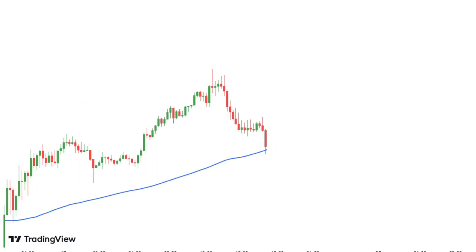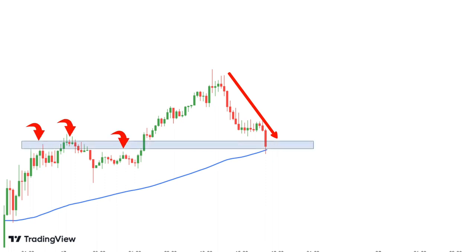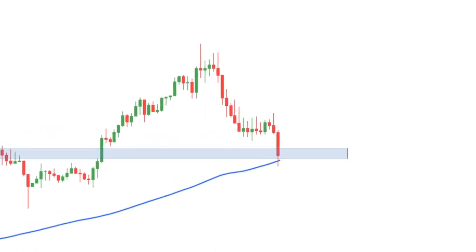As you can see here in this chart, the price is in an uptrend as it is making higher lows and higher highs. Next, I have applied a 100 period simple moving average as our key level on the chart. And here the price pulls back towards the moving average. And if you see on the left side, the price has rejected this level several times, making it an area of resistance.